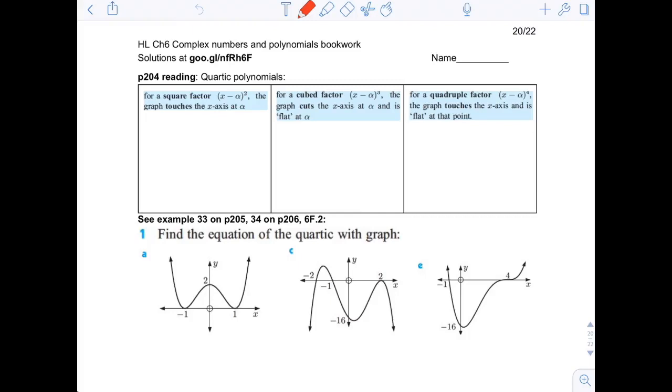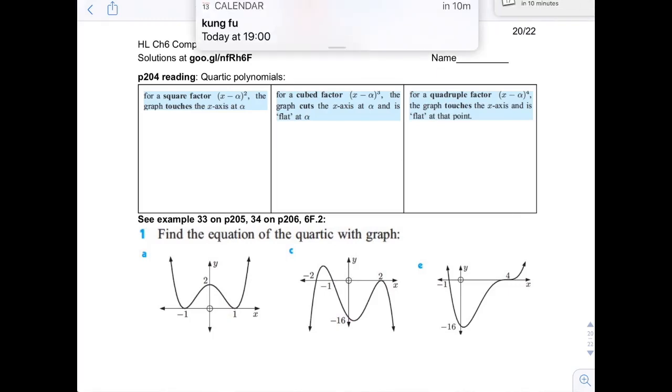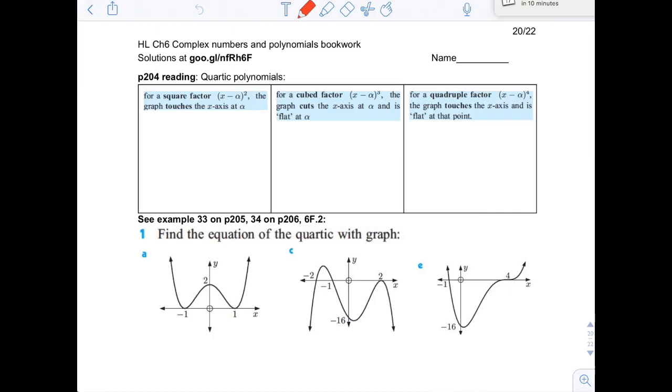Page 20 of Complex Numbers and Polynomials bookwork. Today we're going to talk about quartic polynomials. Quartic polynomials means a polynomial that has a fourth degree coefficient to start with, and then goes on down the line.